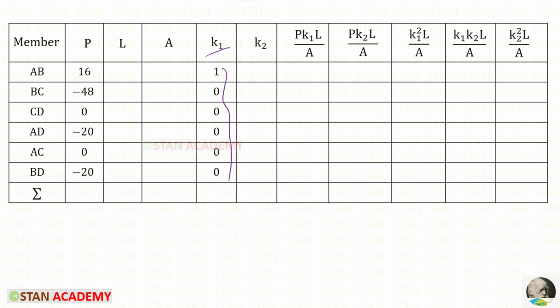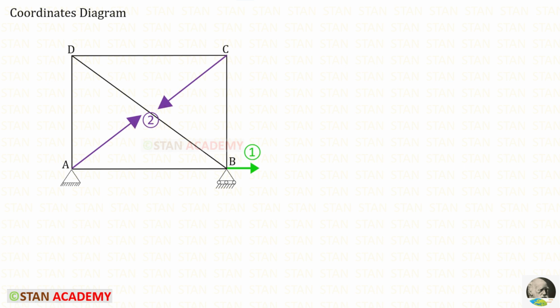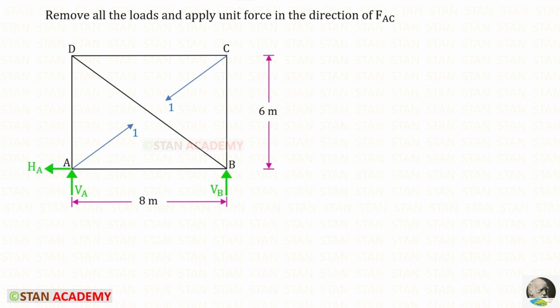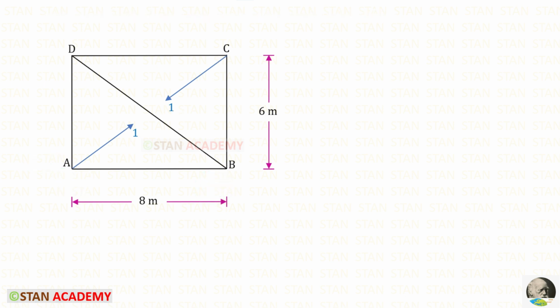Now let us see how to find K2. We have to remove all of the loads from the truss and we have to apply unit force in the direction of the second coordinate, that is FAC. So in the direction of FAC, we have to apply unit force. You can see that in the direction of FAC, I have applied unit force. In this structure, there is no external load. We have only internal force. In this case, these three reactions will be 0. We can remove all three of them. You can see that I have removed them.